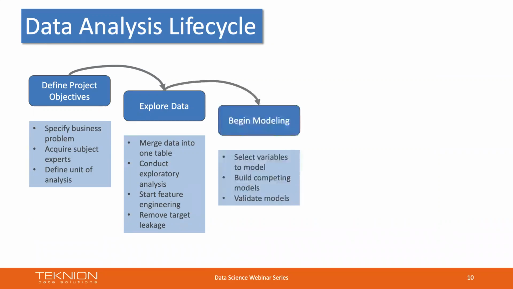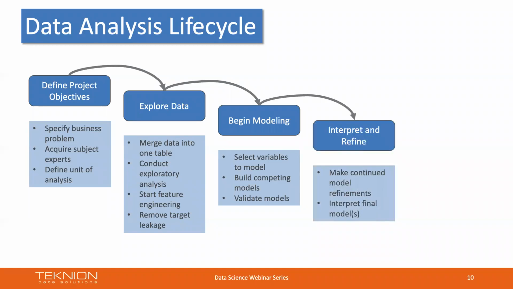So in doing this, we're going to begin that modeling. We'll select our variables based on our data exploration. We'll build competing models, meaning that we don't generally just pick one, but we pick multiple to kind of compete against each other. And then we validate those models. And so we spend time making sure those models are good going forward. So how you get a model is going to be the topic of the rest, but I wanted to show you the rest of the life cycle.